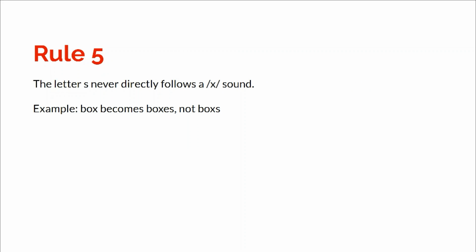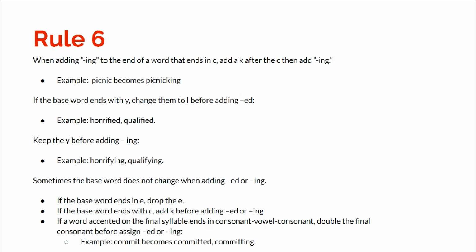Rule 5. The letter S never directly follows an X sound. For example, box becomes boxes in its plural form, not boxs. There's always going to be a letter in between the X and S whenever you hear the S sound following the X sound.